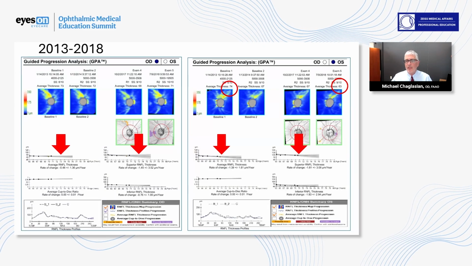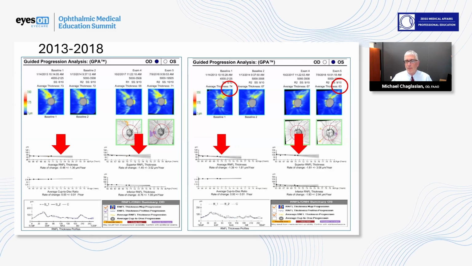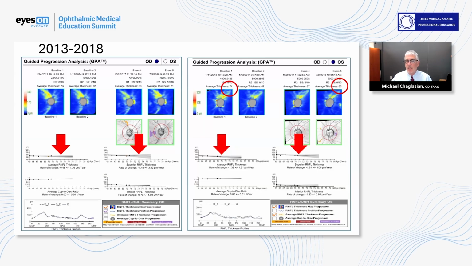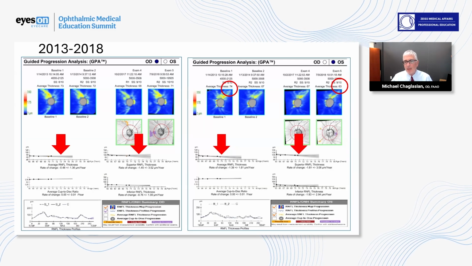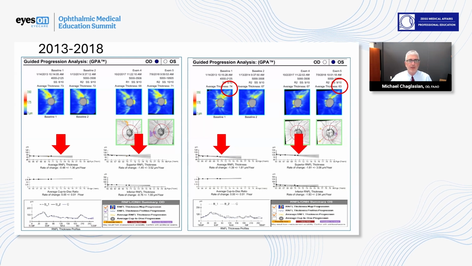And you can also see that if you look to the superior RNFL thickness plot, where you get a rate of change of minus 1.81 microns per year, which is not terribly high, but over time, that certainly can add up to significant loss for our patient.